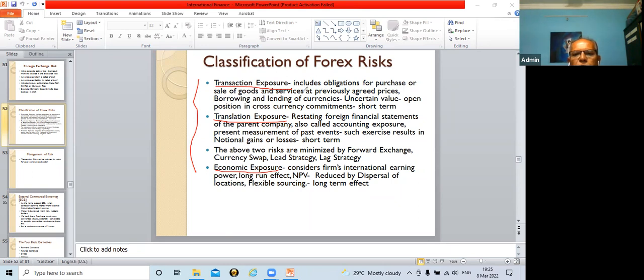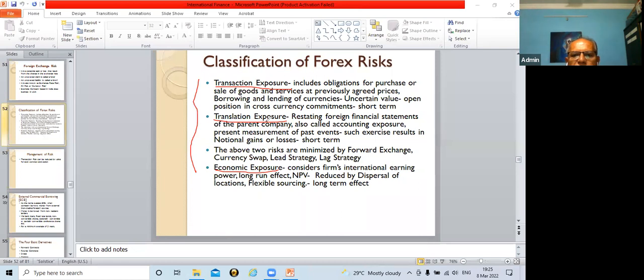So basically transaction exposure is related to the transaction, whether you are paying in dollar currency or you are getting dollar currency. So there is a fluctuation in the exchange rate. To avoid fluctuation in the exchange rate, one can go for either call option or swap. So this way we can minimize the risk. So this was about transaction exposure.